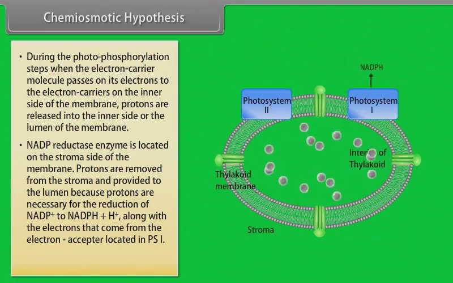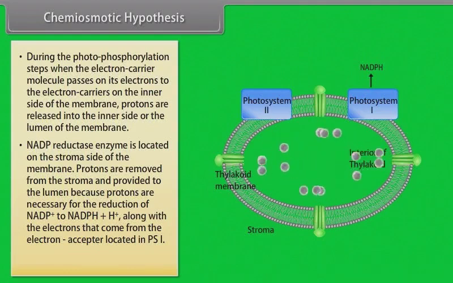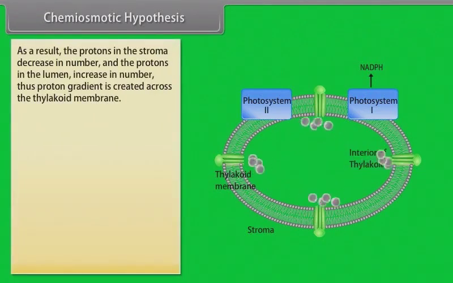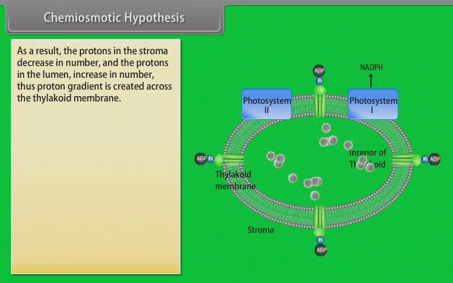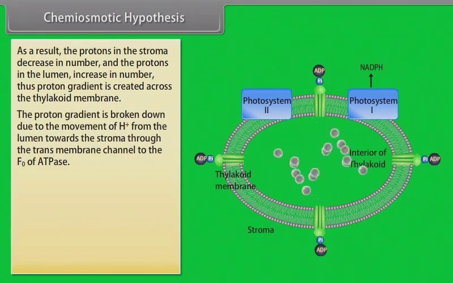to NADPH plus H+, along with the electrons that come from the electron acceptor located in PS1. As a result, the protons in the stroma decrease in number and the protons in the lumen increase in number. Thus, proton gradient is created across the thylakoid membrane. The proton gradient is broken down due to the movement of H+ from the lumen towards the stroma through the transmembrane channel to F0 of ATPase.